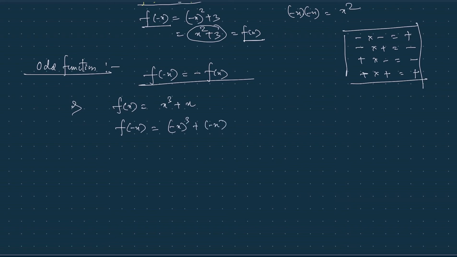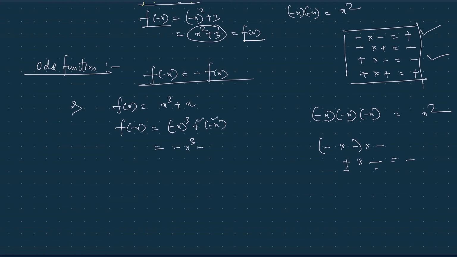Okay. Now, what is the meaning of minus x to the power 3? It means minus x is multiplied 3 times. Now this minus is multiplied 3 times, so minus into minus into minus. Minus into minus is what? Plus, because we have studied here. Plus into minus is equal to minus. So it is going to be minus x cube.